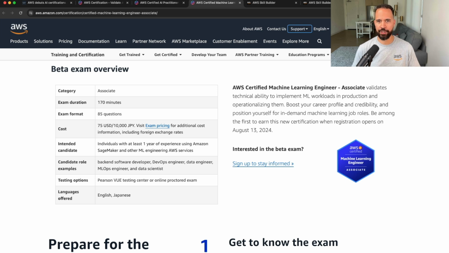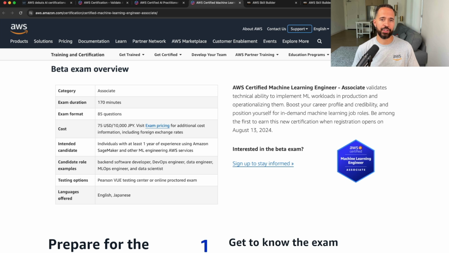This exam duration is going to be 170 minutes. You're going to have 85 questions. It's going to cost $75 USD. And the intended candidate here is somebody with around 1 year of experience, and they've been using services like Amazon SageMaker and other ML engineering AWS services. Some of the candidate role examples would include back-end software developer, DevOps engineer, data engineer, MLOps engineer, and data scientist. And if you look, those roles are going to be a lot more technical than the roles referenced in the AI practitioner.